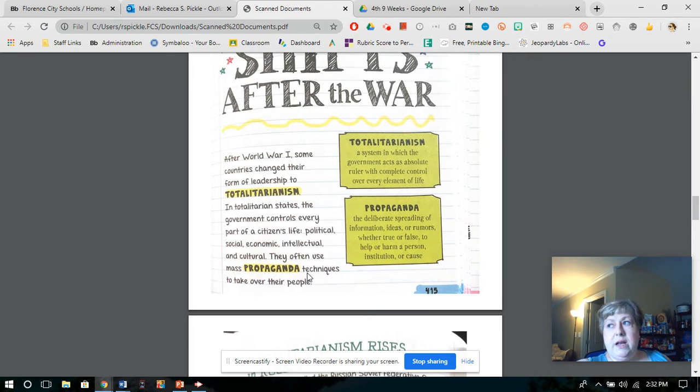This is something interesting every year I have my students do. I have them do propaganda posters. And we look at propaganda posters and how they influenced society at that time. And if you ever really want to do that, Google propaganda posters during World War One and World War II.